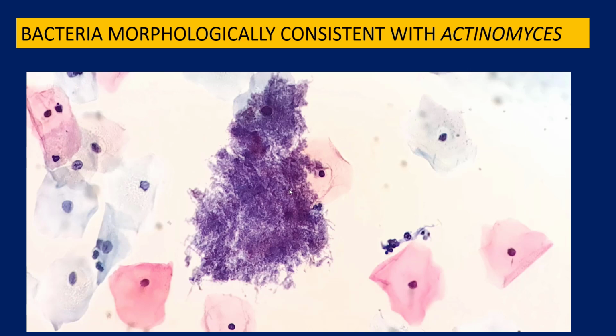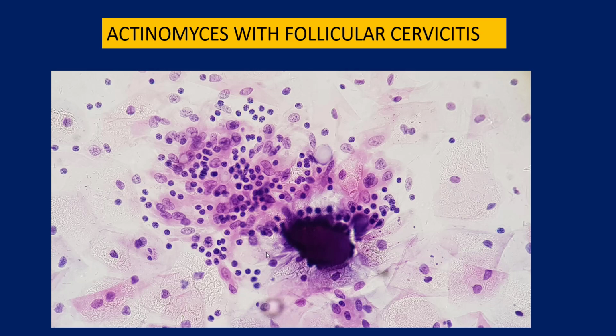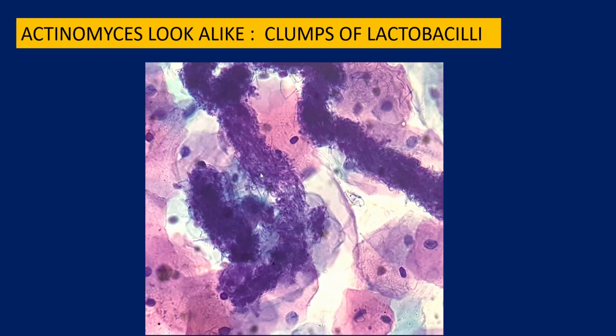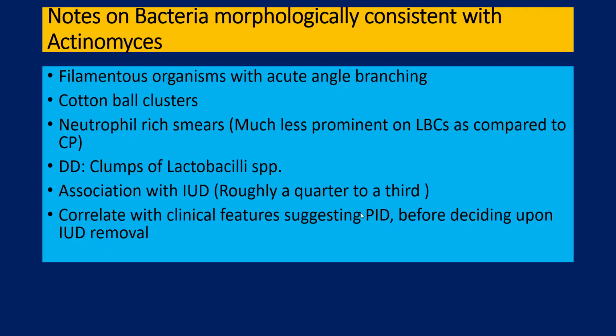See over here, and over here, this is a case of Actinomyces in a conventional smear which was associated with lymphocytic or follicular cervicitis. This is from one of our records. Sometimes clumps of lactobacilli may look like Actinomyces, and one of the things that might help us is the fact that outside the clumps you are also going to find some lactobacilli in the background, unlike in Actinomyces.